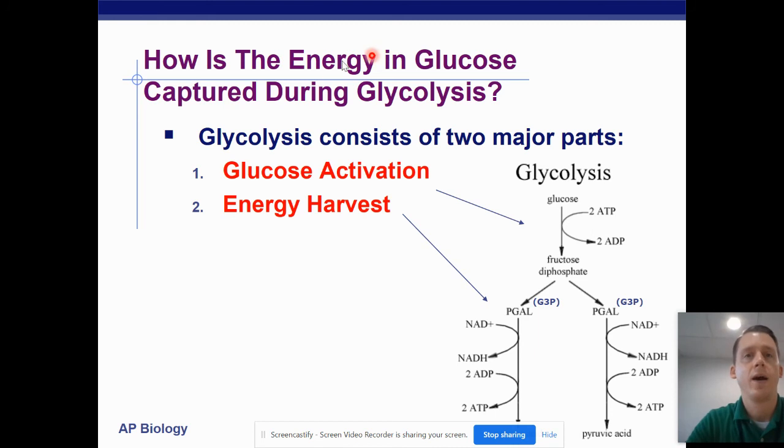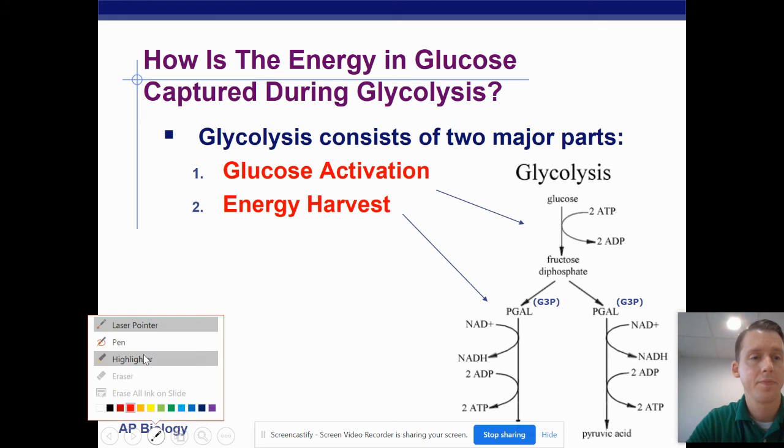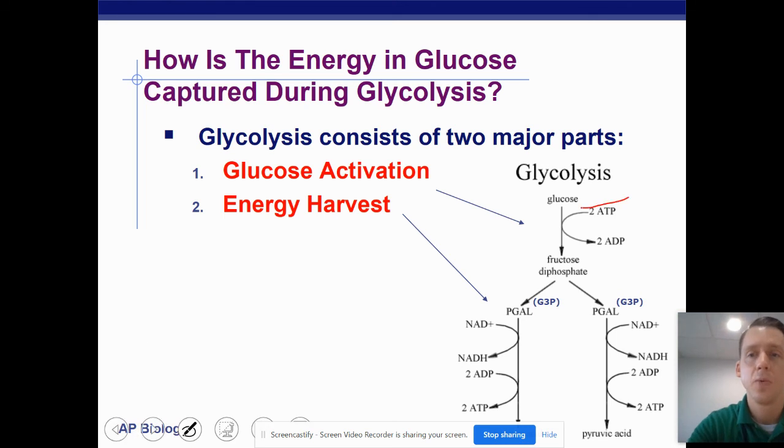Okay, so how is energy in glucose captured during glycolysis? So here's the process. We start with glucose, and the very first thing that has to happen is we have to add 2 ATPs to glucose. What ATP is going to do is phosphorylate the glucose. So we're going to be adding a phosphate to each end of glucose. And if we get rid of a phosphate, ATP turns into ADP.